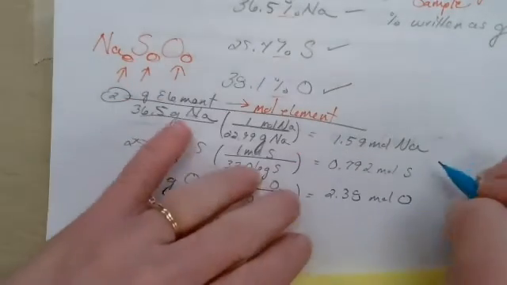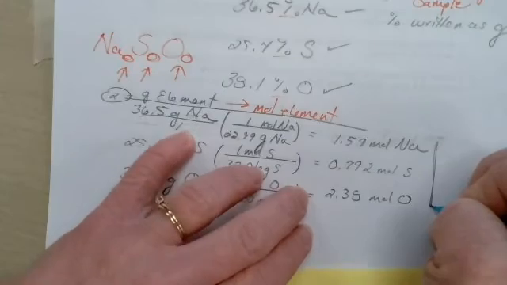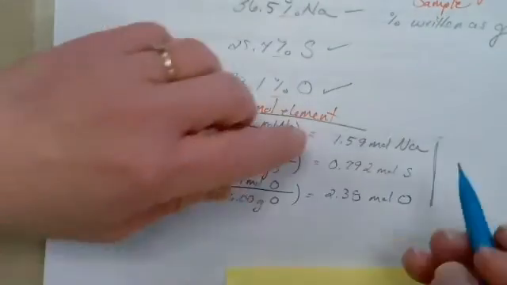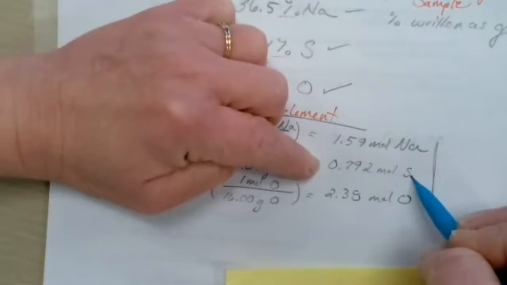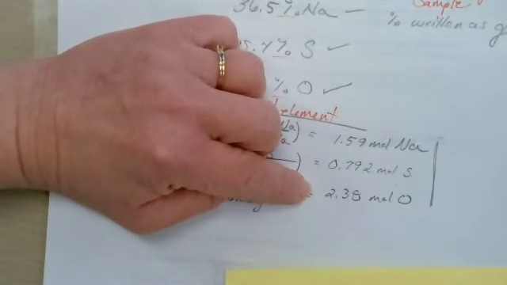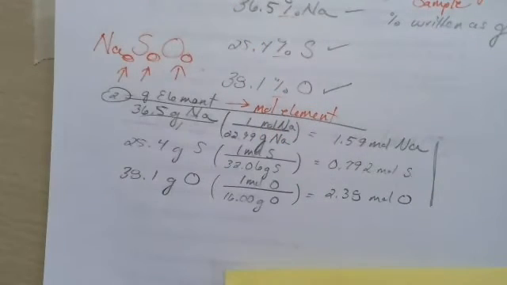Now, we're almost there. What this is saying is you have this many moles of sodium for this many moles of sulfur and this many moles of oxygen. But we write whole numbers as subscripts, not decimal values. So what we do is this.